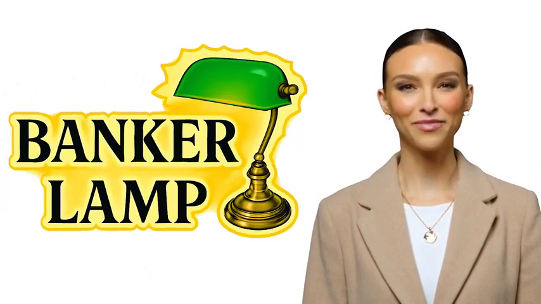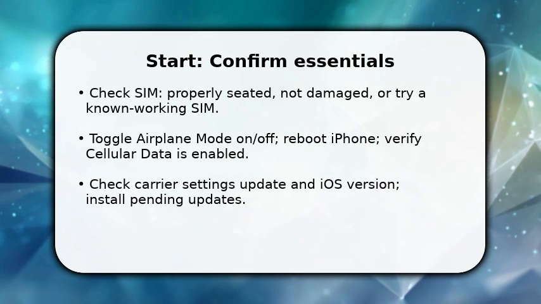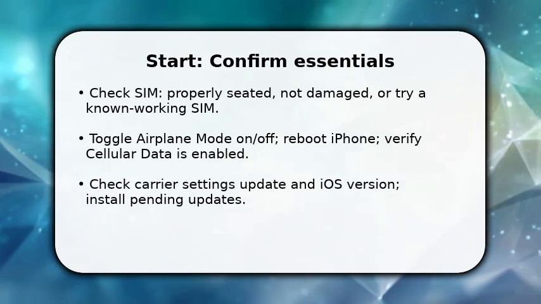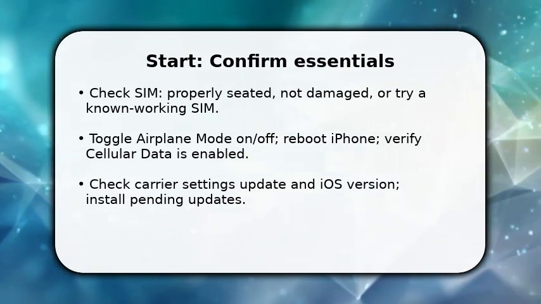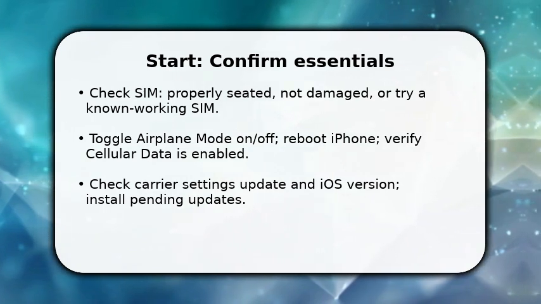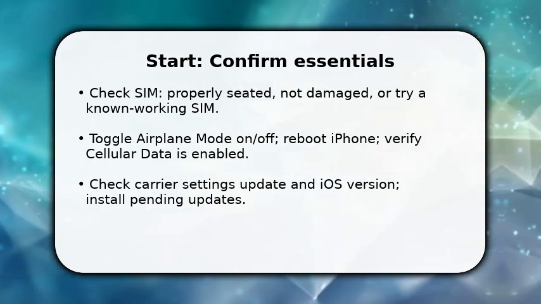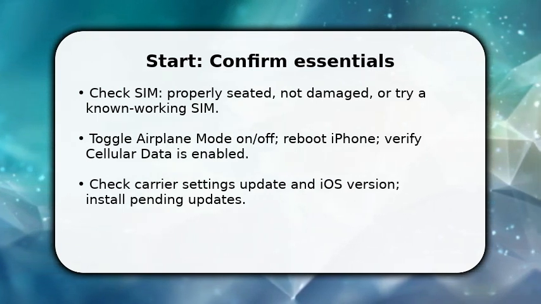Please enjoy the video. You start by confirming the essentials. Make sure your SIM is present, seated, and not physically damaged. Once done, flip airplane mode on for 10 seconds then off, and reboot the iPhone to clear transient radio faults.